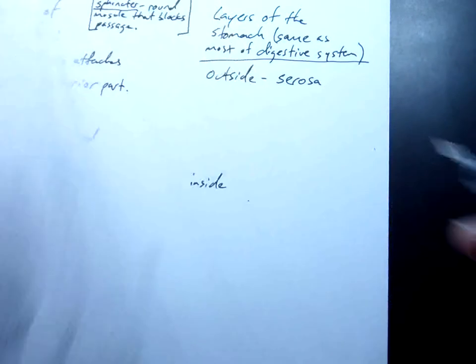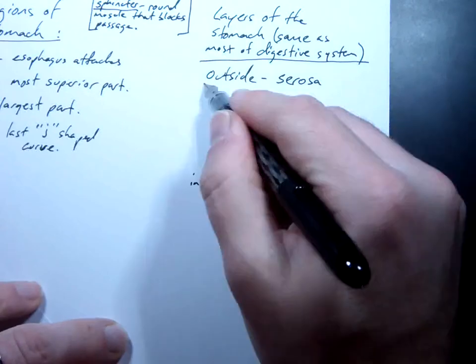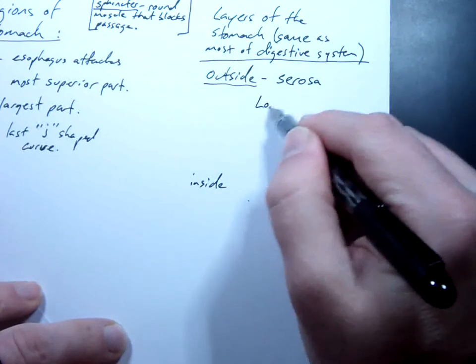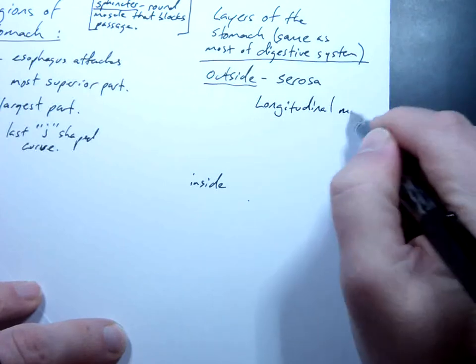If we get inside of that, we're at a tissue layer of muscle. The next layer is called longitudinal muscle.